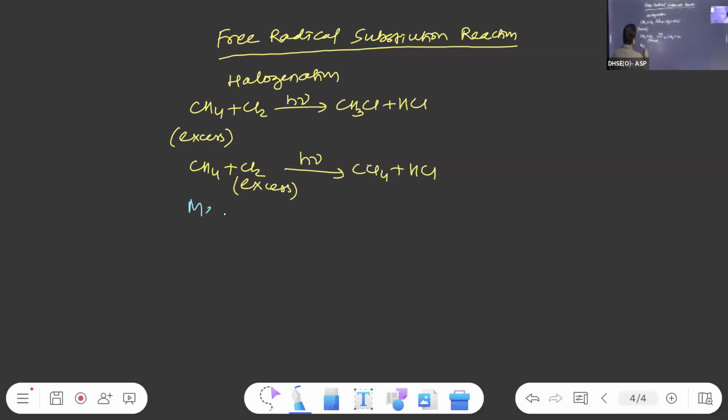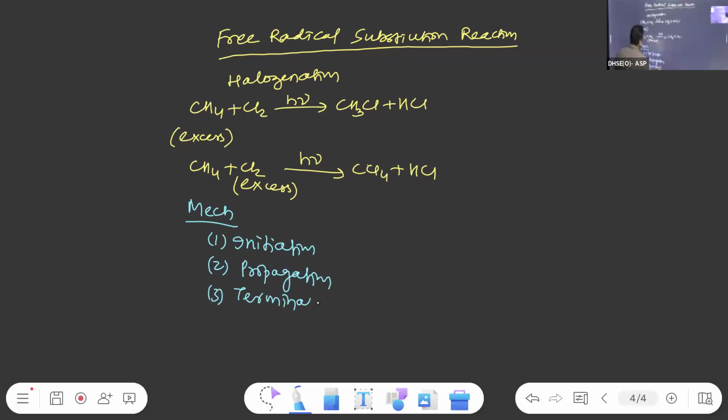Remember, any free radical mechanism takes place in 3 steps. What are those? Initiation, then propagation, then termination. Quickly note down, friend. So these are the 3 steps.